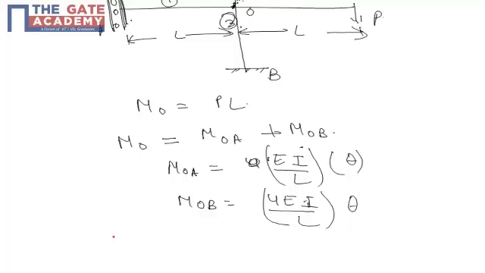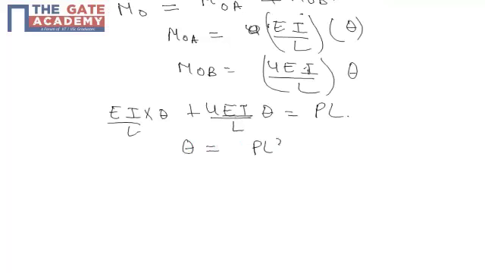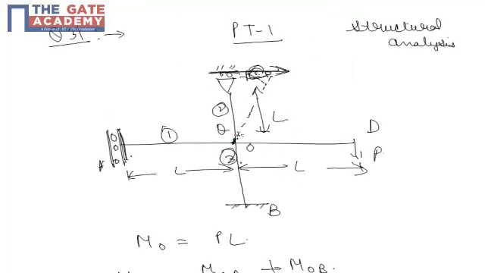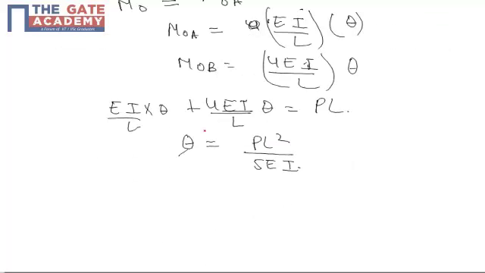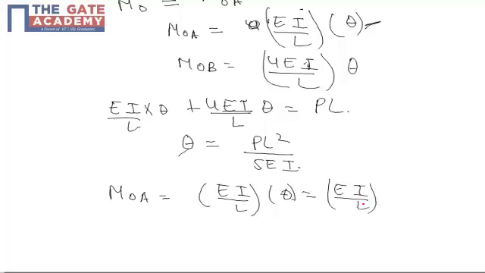So we can now write EI by L into theta plus 4 EI by L into theta is equal to the moment, that is PL. Hence theta comes out to be PL square by 5 EI, where theta represents the rotation at point O. Now theta is known. Now we can calculate the value of MOA. It will be EI by L into theta, that is EI by L into PL square by 5 EI, which comes out to be PL by 5.